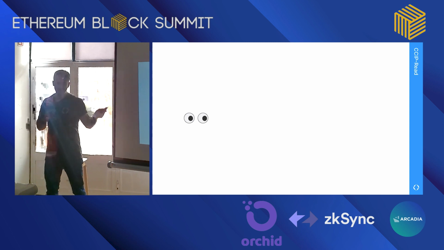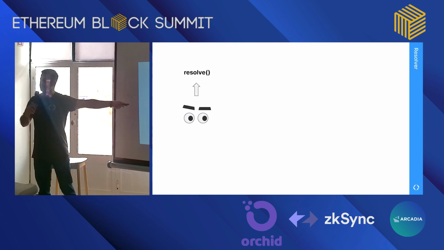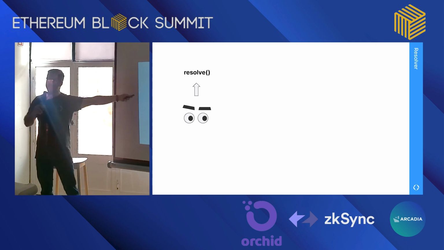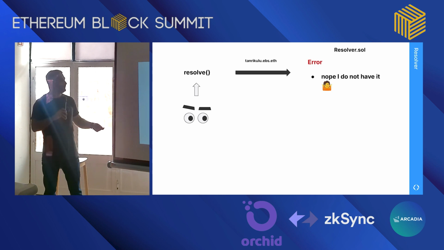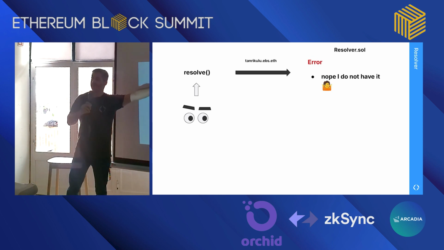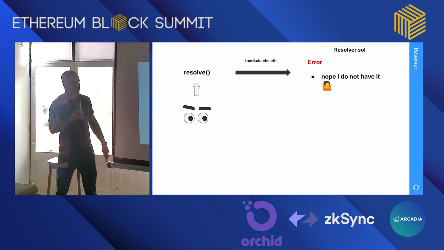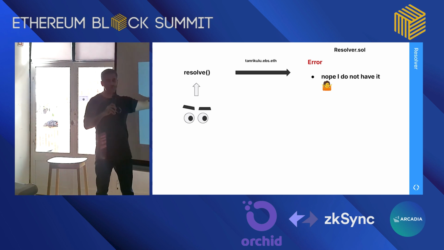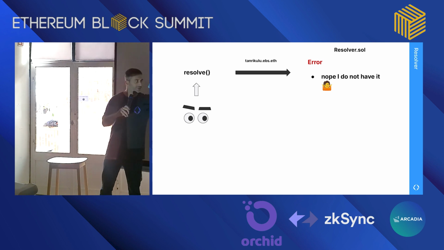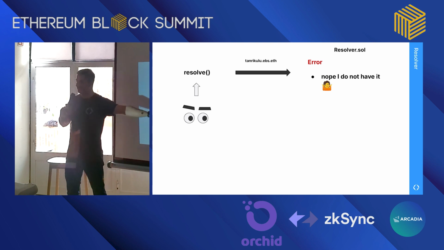And in the off-chain case, or in the CCIP read case, things are changing a little bit. So, this is you. Now, you want to resolve some information. Let's say you want to resolve the address of a name. And this is the address I want to resolve: Tanrikulu.eth. In the regular resolver, if there is no address for this name, it would just say, no, I don't have it. That was the regular resolver behavior.